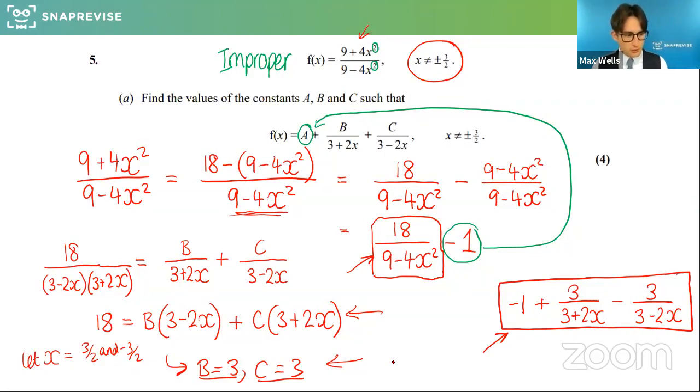But very well spotted. I've just seen that comment in the chat, and I think that was super. That was really good attention to detail. Does that clarify it? So you're absolutely right. x can't be equal to minus 3 over 2 or 3 over 2, but we can use it at this stage to solve the linear equation and find values for b and c.